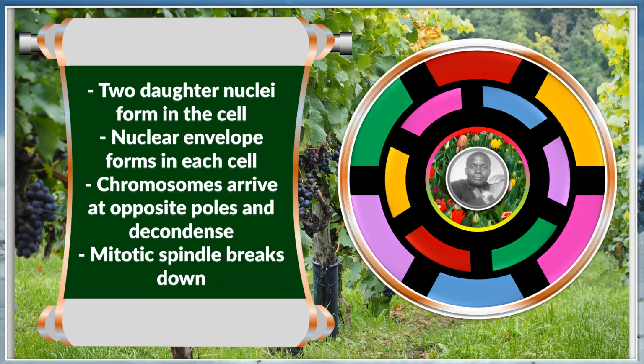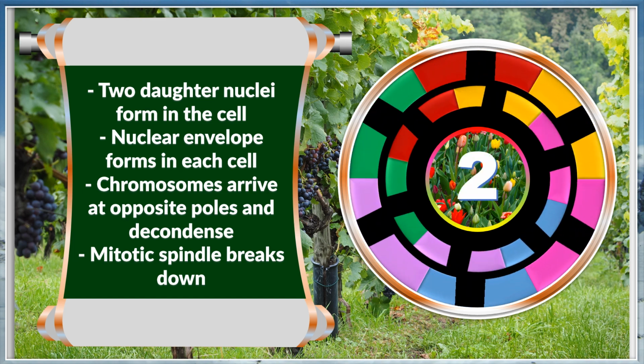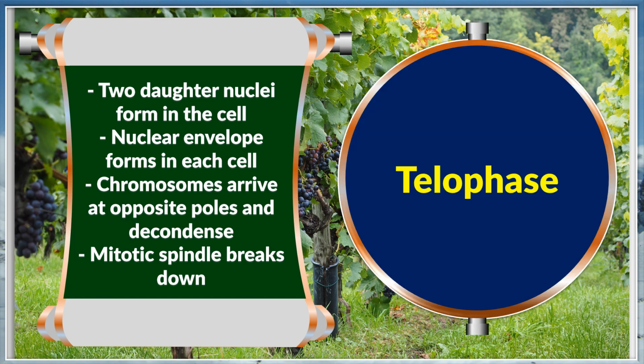Two daughter nuclei form in the cell. Nuclear envelope forms in each cell. Chromosomes arrive at opposite pole and decondense. Mitotic spindle breaks down. Telophase.